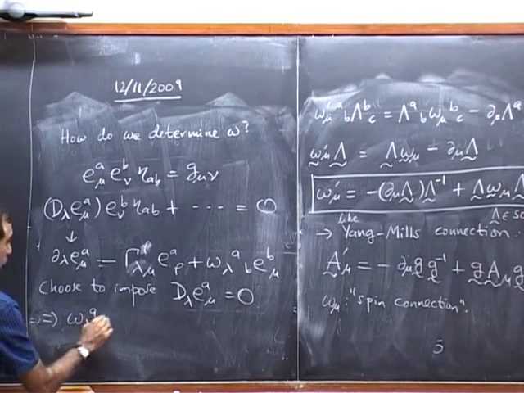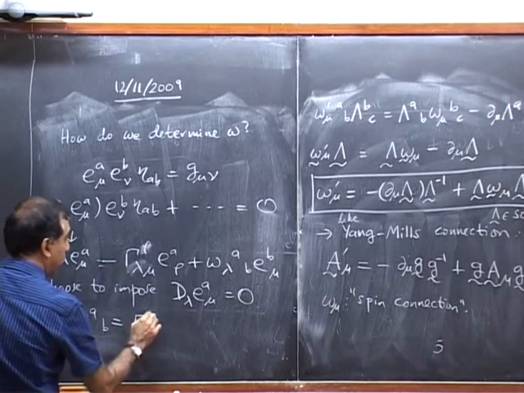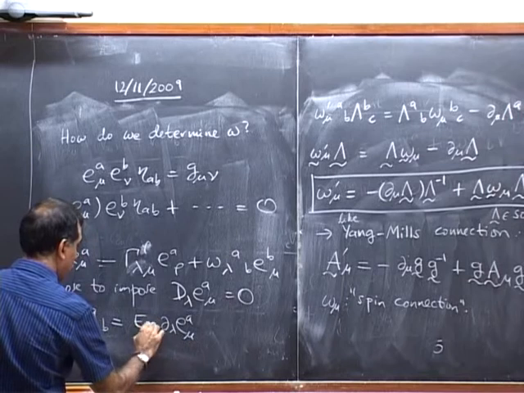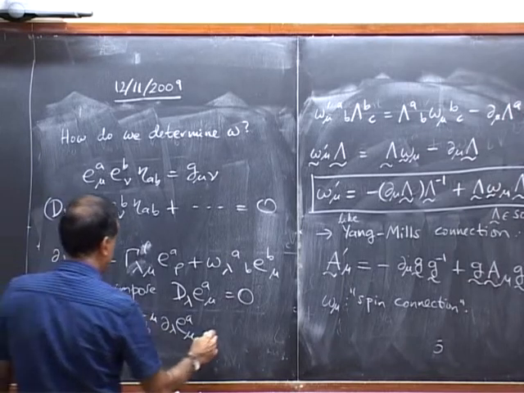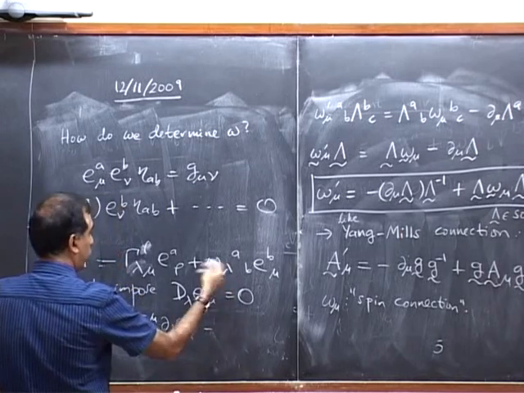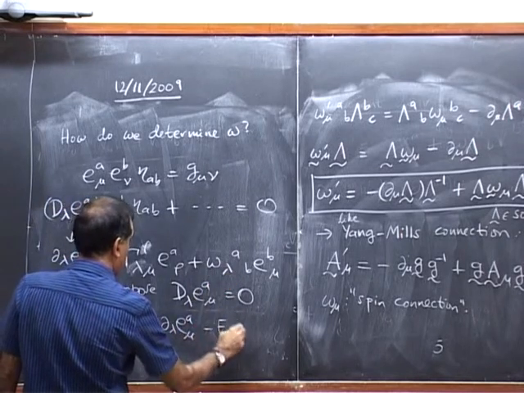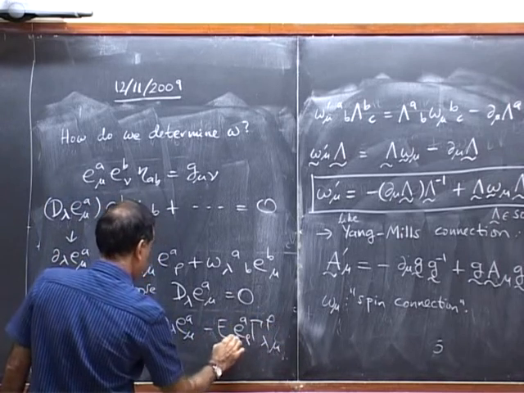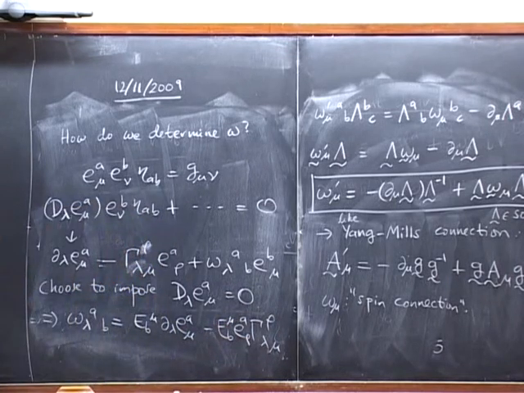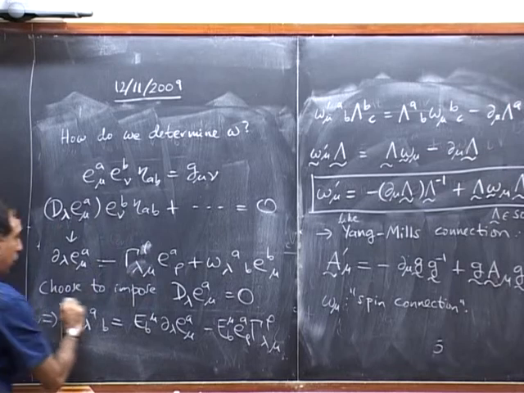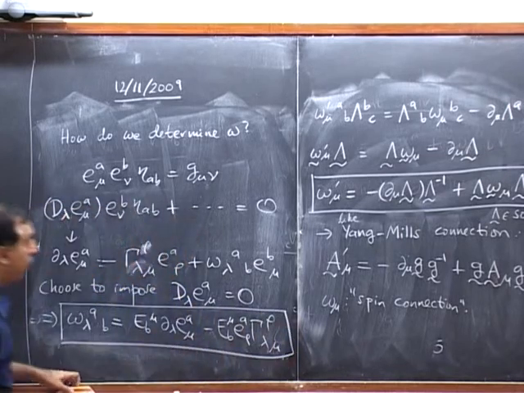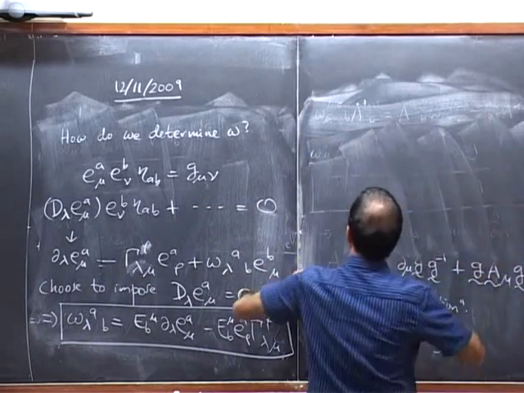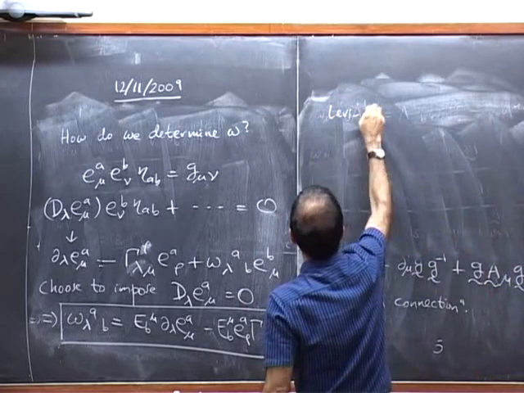So we learned that omega lambda AB is equal to E something. So this is a particular choice of the spin connection, and it has a name. This omega is called the Levi-Civita spin connection.